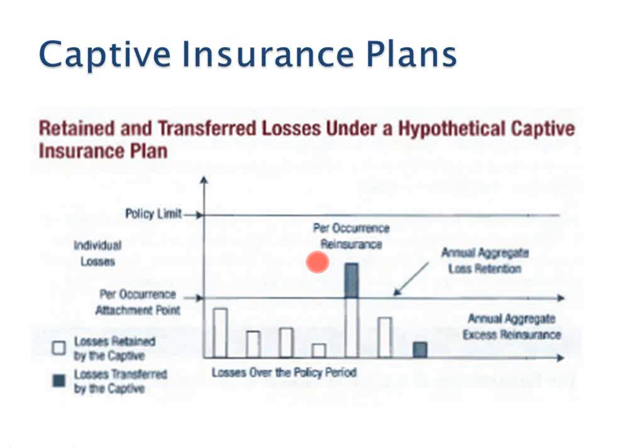Also, what this slide tries to do, which makes it a little more of a challenge, is show retained or transfer losses, and this is a hypothetical captive. There are two ways, as we talked about on the reinsurance market, how this might work. You can have a per occurrence reinsurance, meaning let's say this per occurrence attachment point was $1 million. So any claim over $1 million, the reinsurance would kick in specifically on that policy.